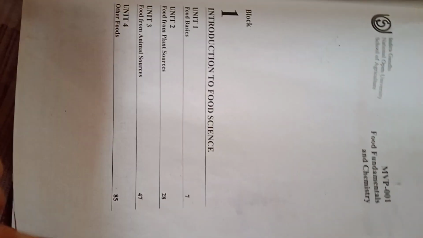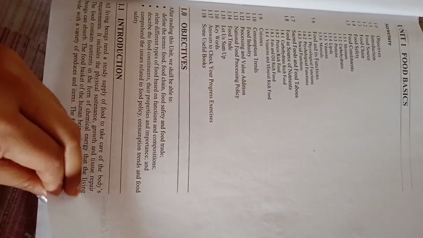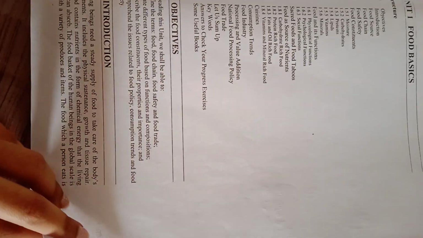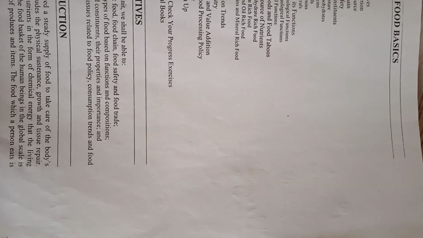Today, we will be studying the book MVP 001, the first chapter, that is Food Basics. This chapter basically tells about the introduction, food basics, and the basic food needs which we get from plants, animals, and both of them. When we talk about the introduction, we are living beings. We need energy, and energy we get from food.